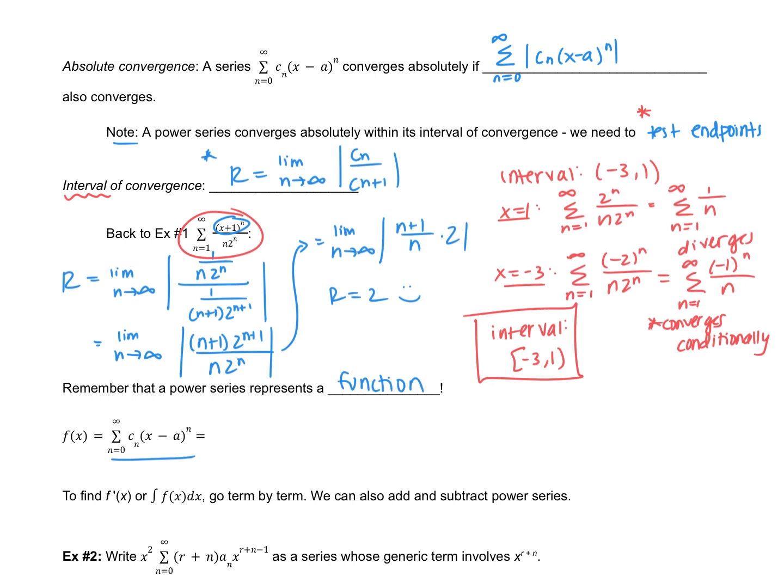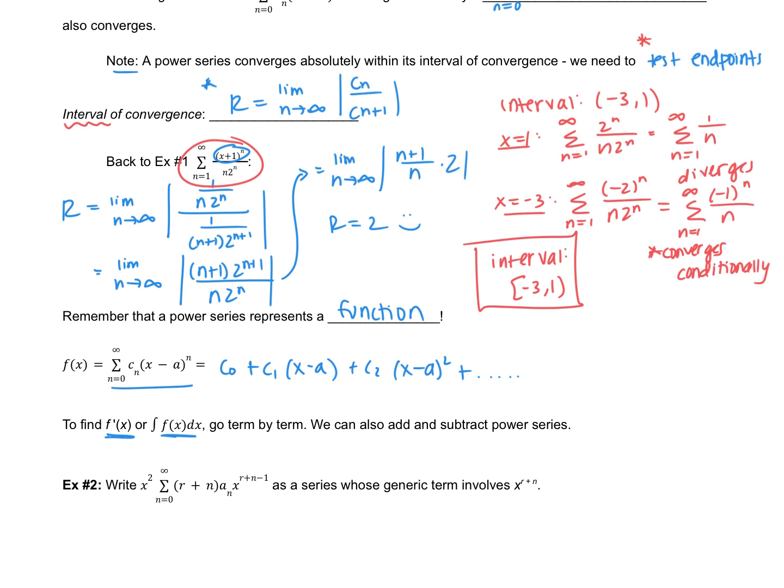Right, so if we take our power series and we expand it, that would be c0, add c1 times x minus a, add c2 times x minus a quantity squared, and so on and so forth. And so what we might be doing is finding the derivative or the integral. If you want to find the derivative or an integral of a power series, all you're doing is going term by term. And of course we can add and subtract power series as well.